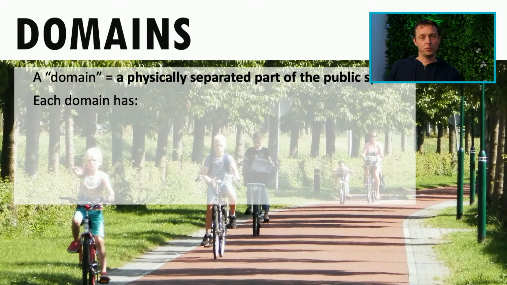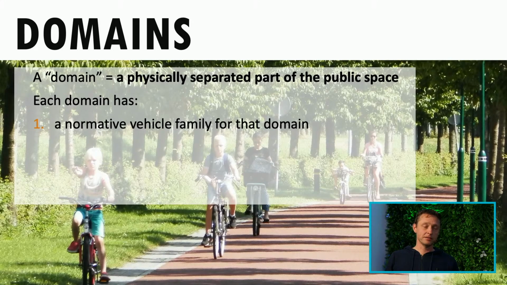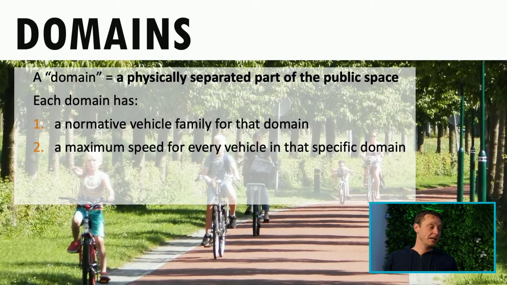A domain is, well, a physically separated part of the public space. So in normal English, you can think of maybe a road or a sidewalk or a bike path or maybe a buffer space without any traffic. And each domain has first to start with a normative vehicle family on which the design for that specific domain is based. So that can be a car or a bicycle or a pedestrian. And attached to it is also a maximum speed that will apply to that family, but also to any other vehicle that might share the space. So that applies to everyone within that specific domain.